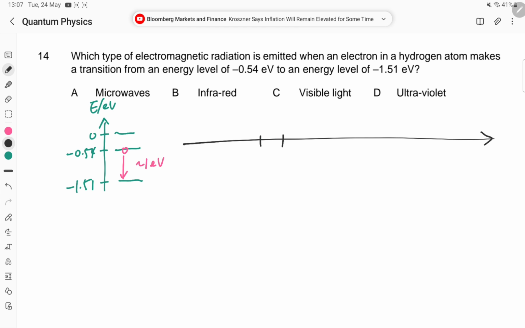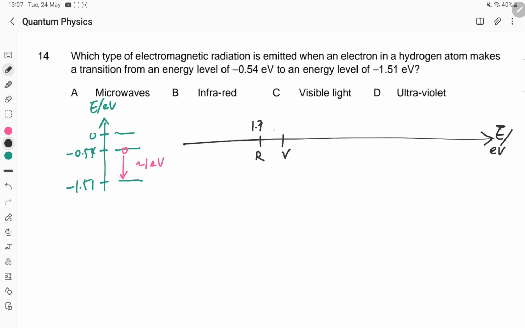Starting with visible light, you have red on one end, violet on this end. Corresponding to red, you have around 1.7 eV. So it's energy in eV. Violet is around 3.1. So anything that's here, or infrared, will be less than 1. We just need to know a rough range. As long as it's lesser than red, it will be infrared.